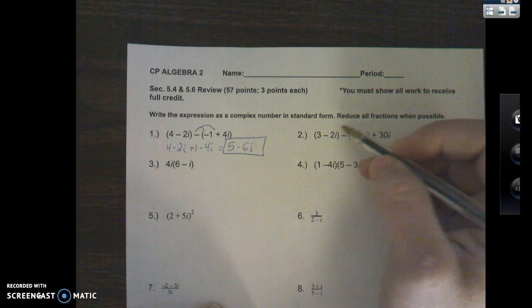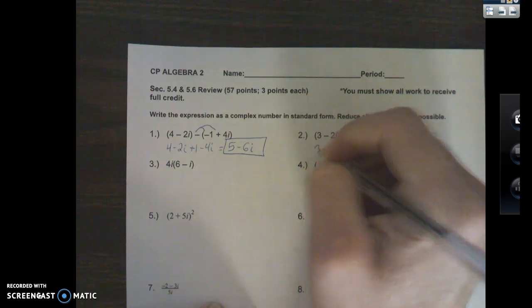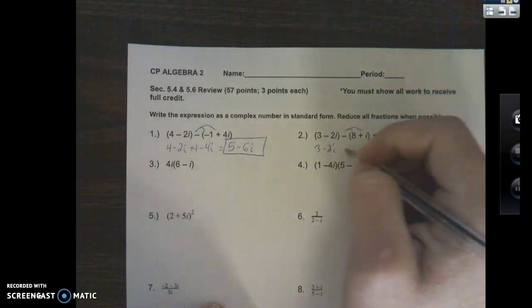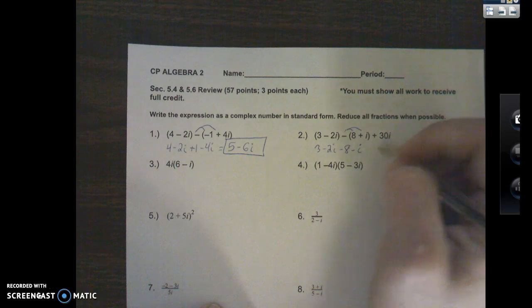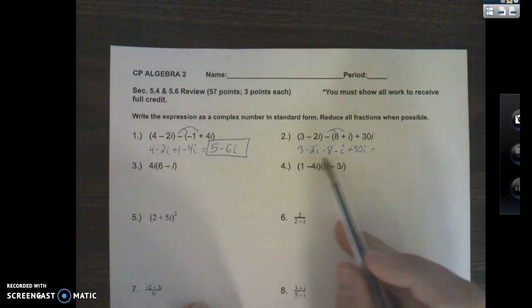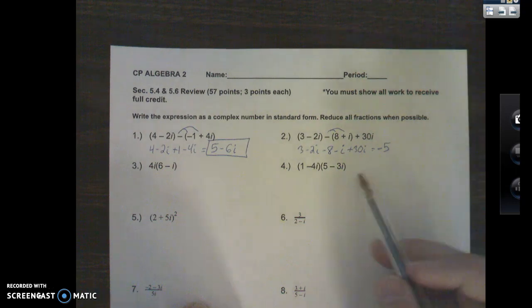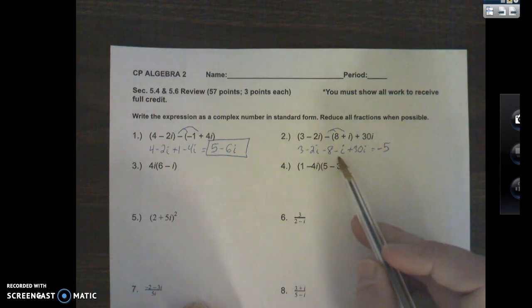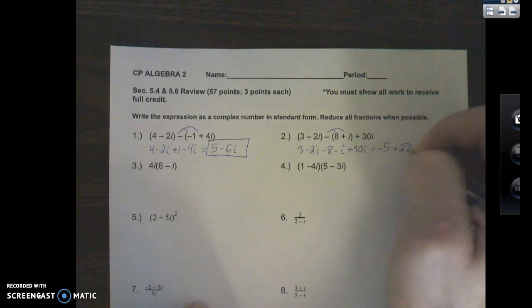Here, please note this minus sign only goes to this parentheses. So what I've got here is 3 minus 2i minus 8 minus i. But this plus 30i just stays plus 30i in the back end because it was not in the parentheses. Like terms: 3 minus 8 is negative 5. Negative 2i minus i is negative 3i, plus 30i is positive 27i.